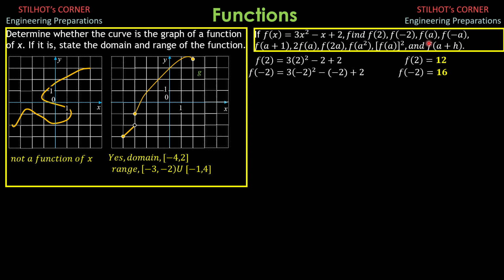F of a, we simply replace x by a. So f of a is 3 times a squared minus a plus 2, which is equal to 3a squared minus a plus 2. Then f of negative a is 3 times negative a quantity squared minus quantity negative a plus 2. So it is 3a squared plus a plus 2.